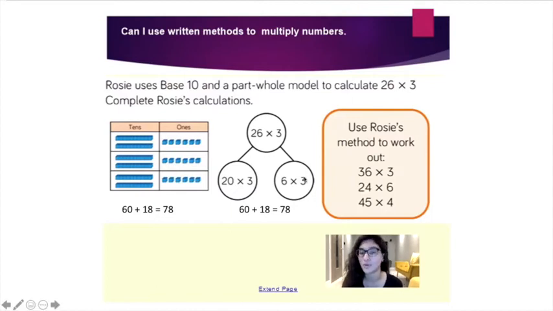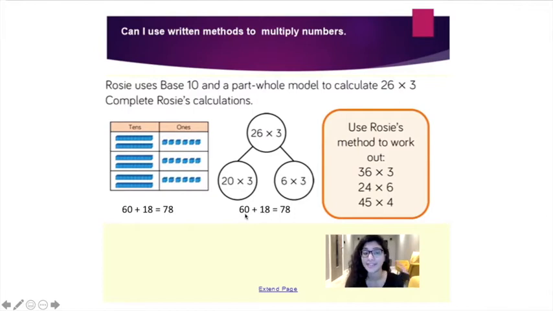Now the second model is the part-whole model. And what Rosie has done here is she separated the bigger number out of 26 and 3, which is 26, and she separated it into the 10s and the 1s. So she's got 20 in one circle and 6 in the other. And she's multiplying both of those numbers by 3. So 20 times 3 would give you 60. 6 times 3 would give you 18.